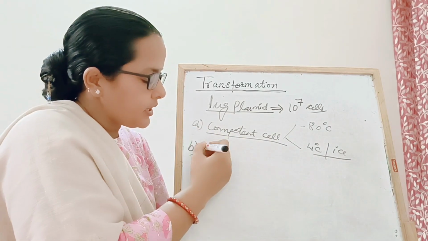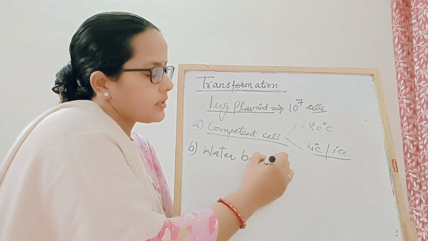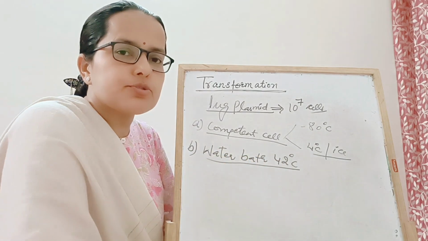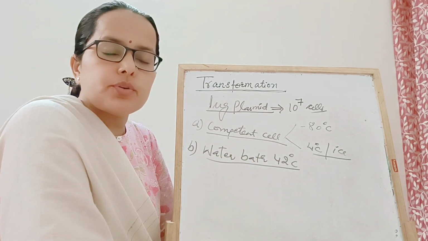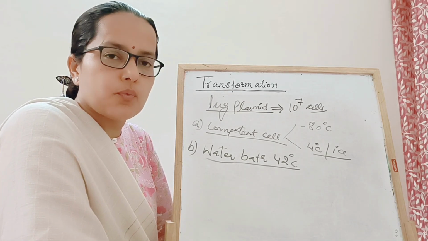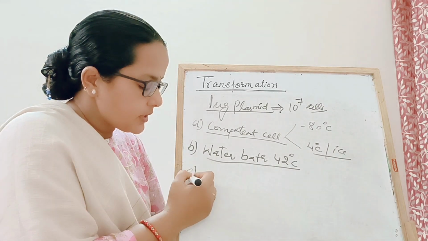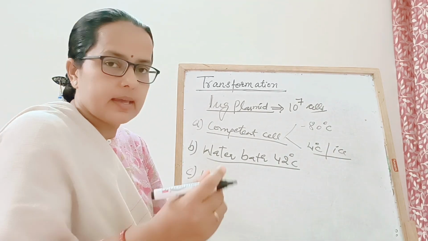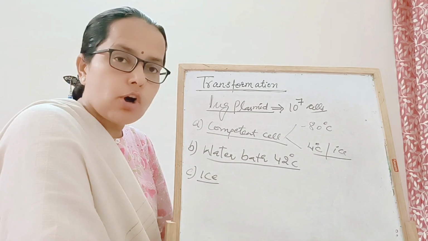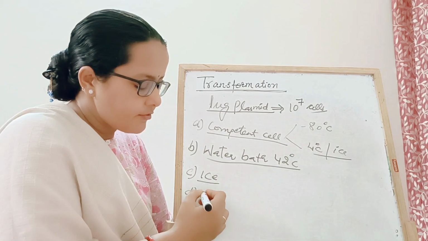Second, you need a water bath, which should be calibrated, at 42 degrees. Calibrated means you should know the error in the water bath. Even if it is digital, you have to measure the temperature of the water present in the water bath, and it should be at 42 degrees. The third thing is you should have good ice. It should not be watery ice, because you have to keep the cells for a long time.